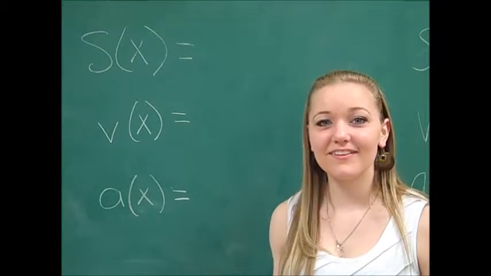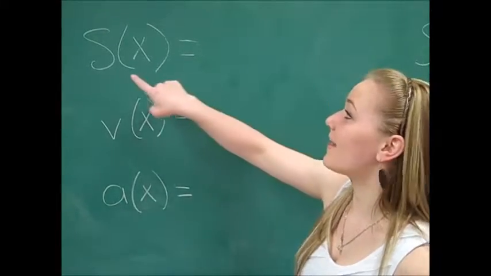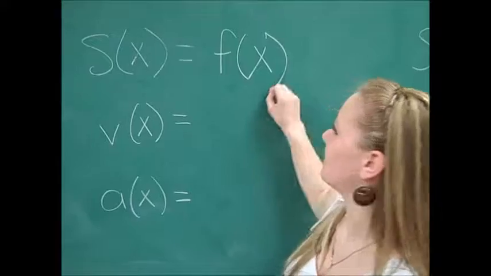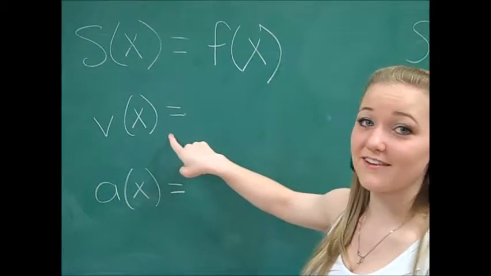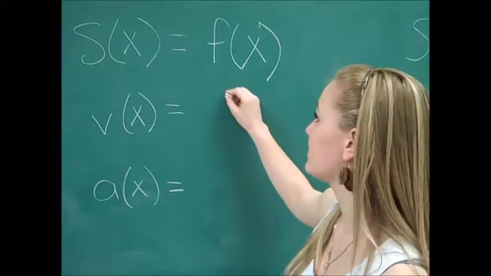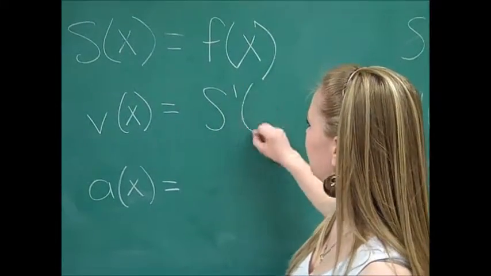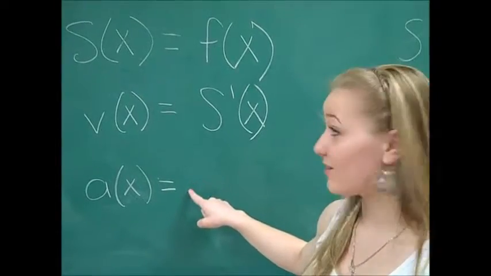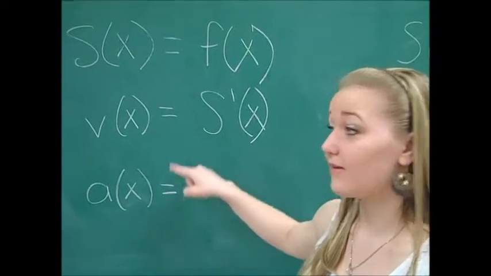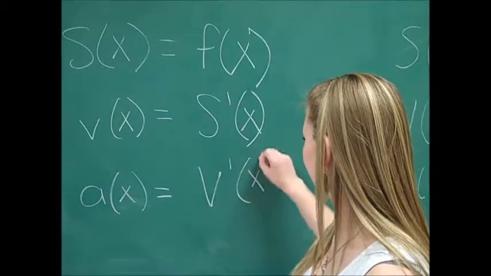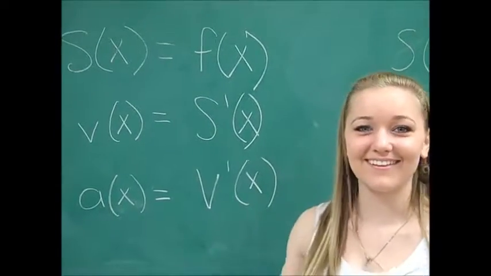When applying calculus to these functions, remember that S of x is going to equal your main function. And then your velocity, v of x, is going to equal the derivative of the position function. So you can write it like that. And then a of x, your acceleration, is going to equal the derivative of the velocity. And that's basically it. Now time for an example.